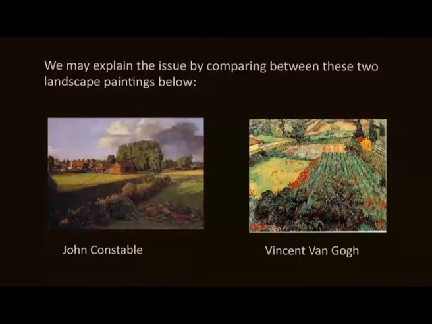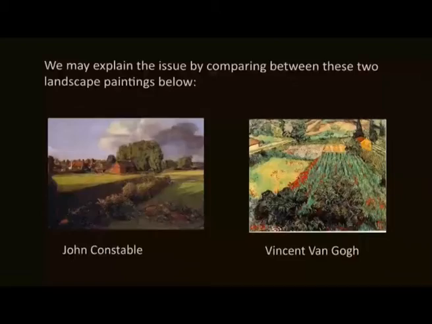In fact, when you compare John Constable's painting with Van Gogh's, you can see that Constable's painting, at least its visual appearance, is closer to the way we see things around, compared to Van Gogh's paintings, which also have a very strong resemblance to the visual surrounding and the visual experience, yet look like a painting dominated by the pictorial values more than the real values.